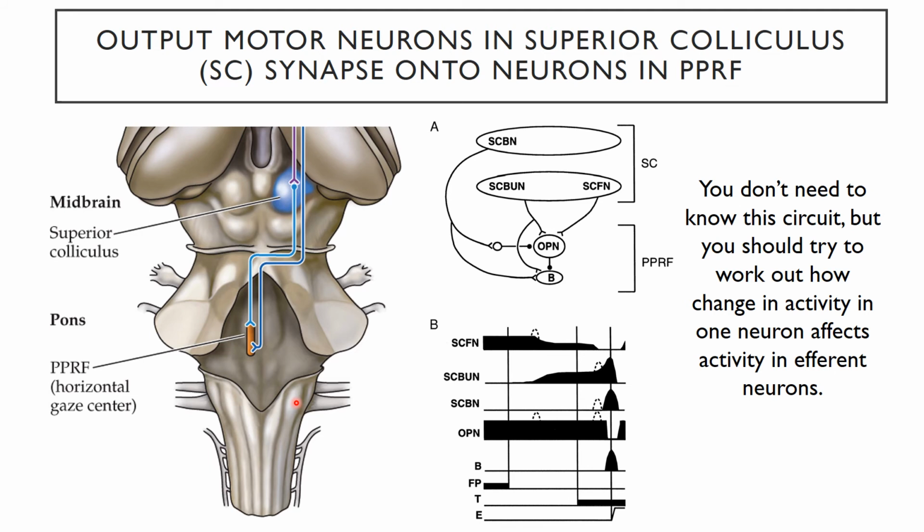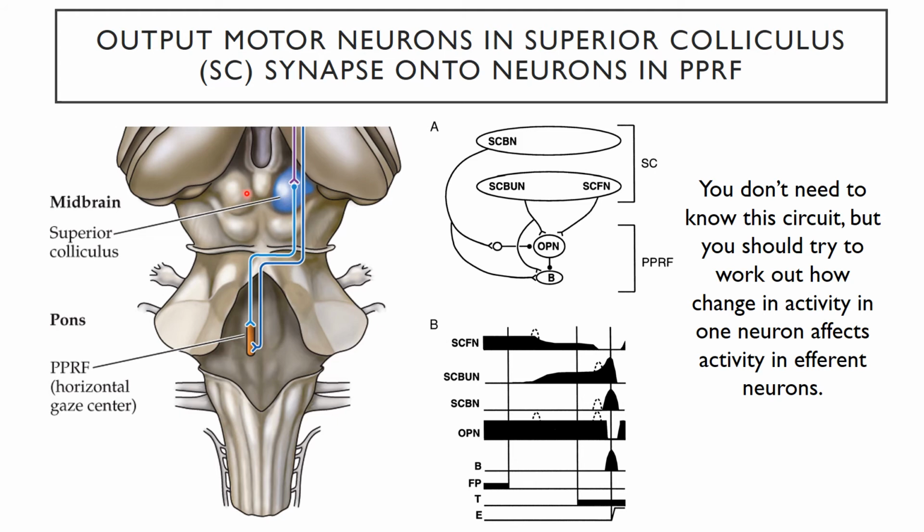So the output motor neurons in the superior colliculus synapse onto the neurons in the PPRF. I don't expect you to know this circuit in any detail. So these are the different layers of superior colliculus and how they're connected to, believe it or not, the PPRF, which also has different parts and is somewhat complicated. But this is the whole PPRF. This is the superior colliculus, SC here. And this is a diagram showing the coordination of activity from the superior colliculus directly synapsing onto the PPRF, which we learned about is the key starting point of controlling the muscles.